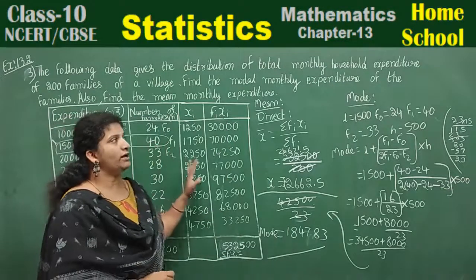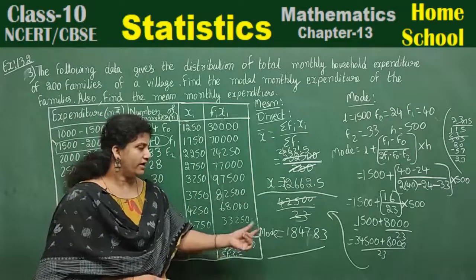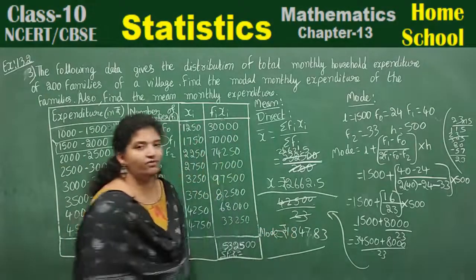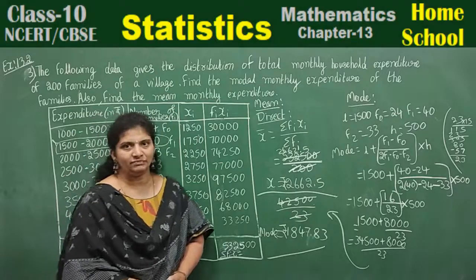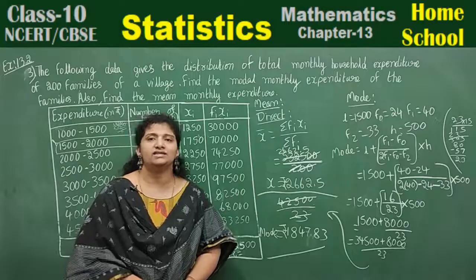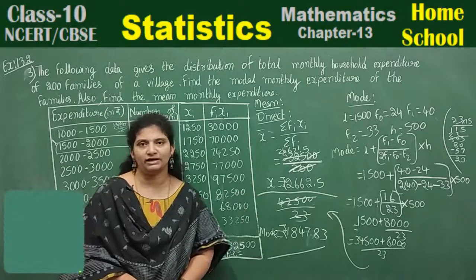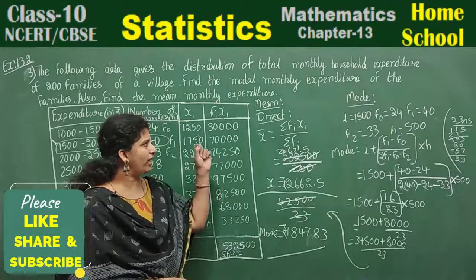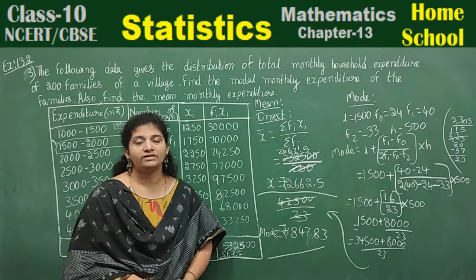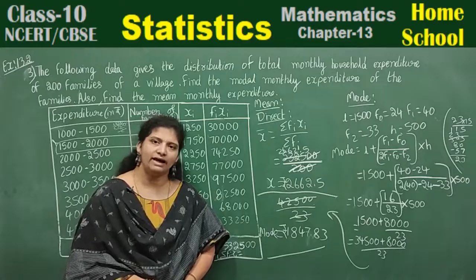Therefore, the modal monthly expenditure of these 200 families is rupees 1847.83. This is your answer. Right? Calculation takes more time, but no problem. Do it slowly and do it correctly. Suppose if you make a mistake in even one number, the full problem goes wrong. Okay, these problems carry 3 marks. Be careful in doing the calculation.